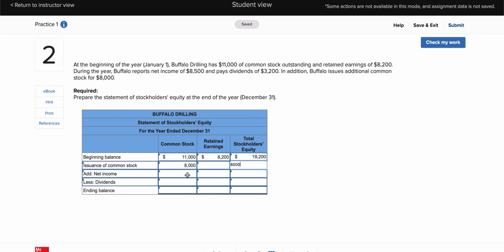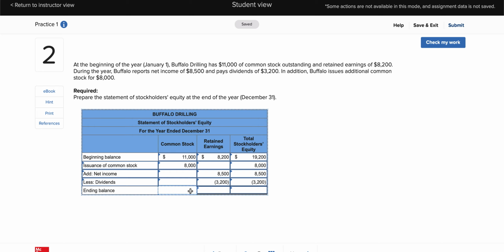Net income would always be added to the retained earnings. Remember that income is another word for earnings. So we're going to add in that 8,500 here and be sure to bring the total over. And then our dividends would always, always, always be subtracted from the retained earnings column. So this is minus 3,200 and minus 3,200 here as well.